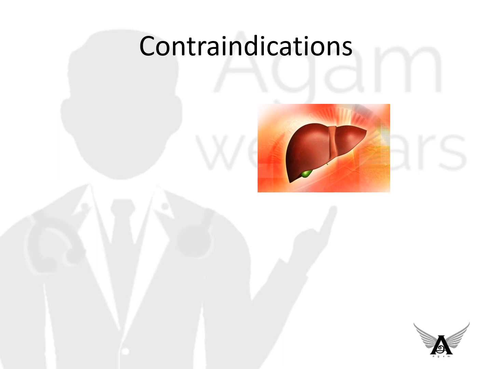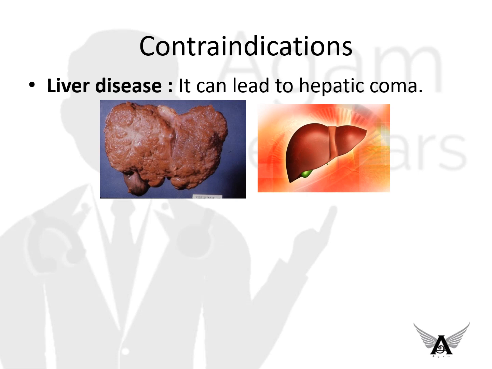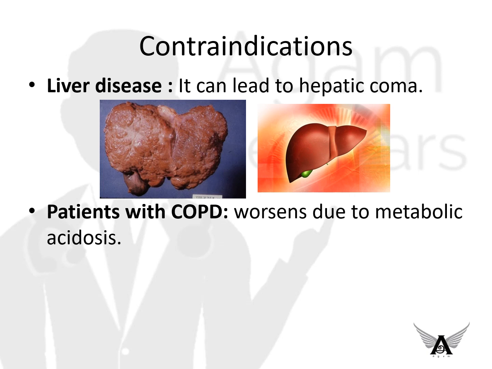Contraindications of carbonic anhydrase inhibitors: mainly liver diseases, which can lead to hepatic coma if you use them in patients with liver diseases. And if you use carbonic anhydrase inhibitors in patients with COPD, it will worsen due to metabolic acidosis. I hope you all know what COPD is. It stands for chronic obstructive pulmonary disease.